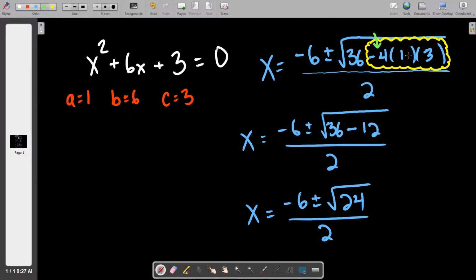Like if I said, what's 2 times 3 times 5? You'd go, oh, 2 times 3 is 6. 6 times 5 is 30. You just literally multiply and just knock them out. So I did -4 times 1, and I got -4. And then -4 times 3 is -12. Yeah. This is how we learn.